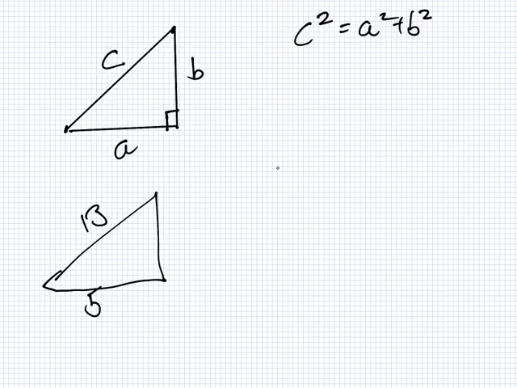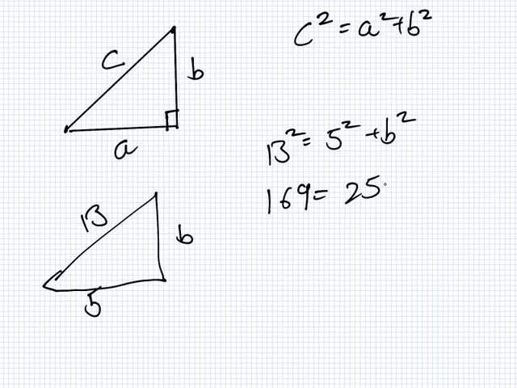What did you get? 13 squared equals 5 squared plus B squared. So 169 equals 25 plus B squared. 144 equals B squared. So B equals 12. Okay, try this one then.